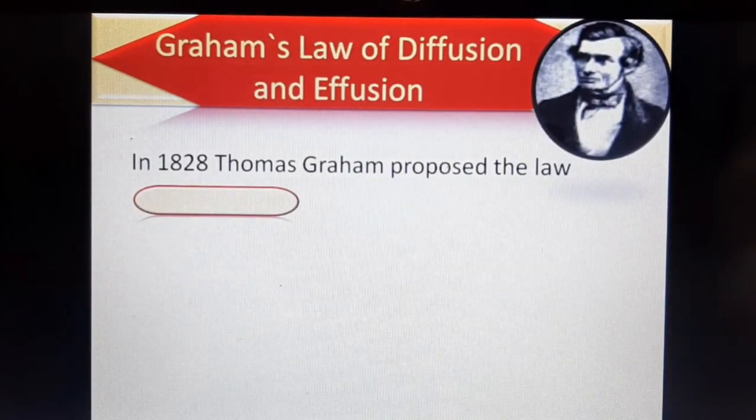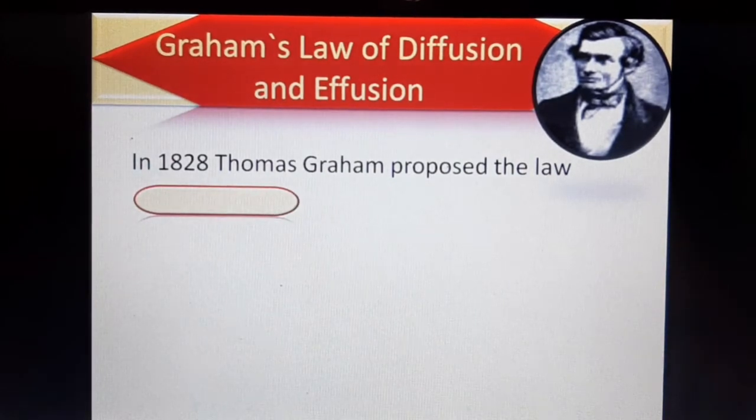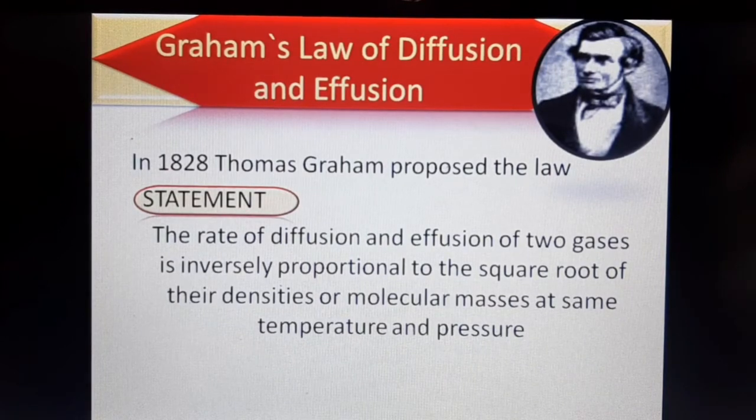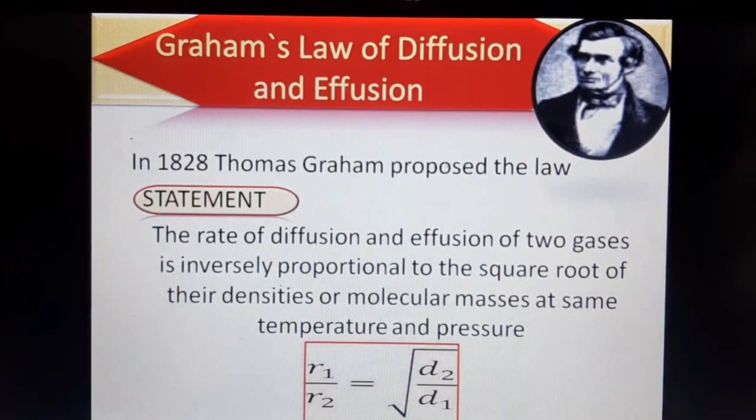Coming to Graham's law of diffusion and effusion. In 1828, Thomas Graham proposed the law which states that the rate of diffusion and effusion of two gases is inversely proportional to the square root of their densities or molecular masses at the same temperature and pressure. It also gives us the formula R1 over R2 equals square root of D2 over D1.